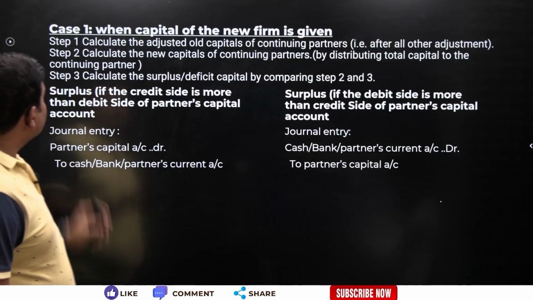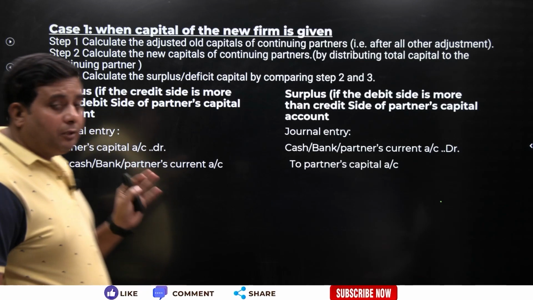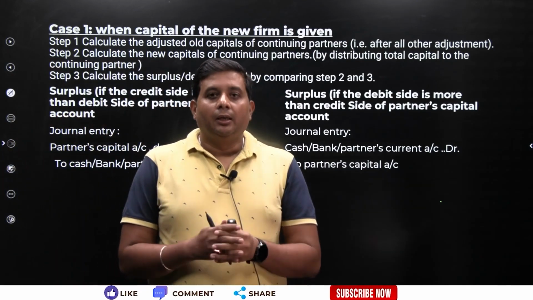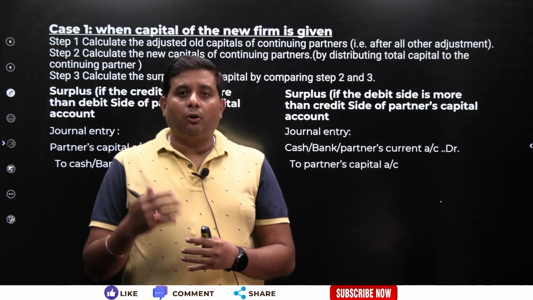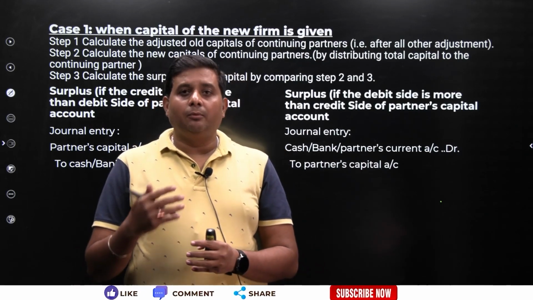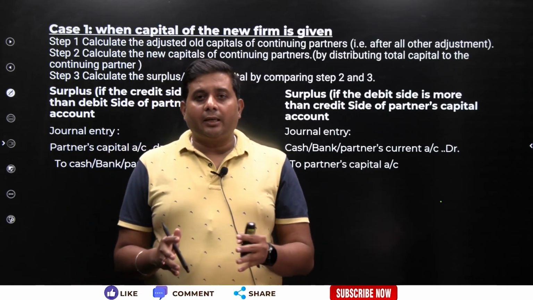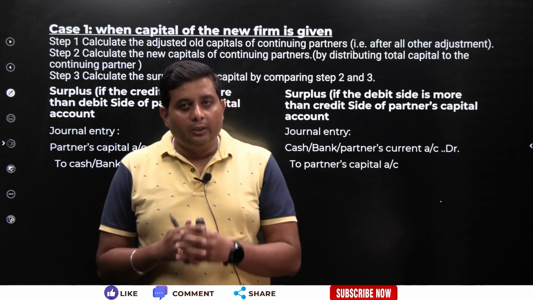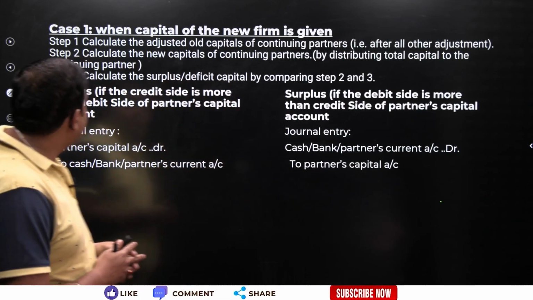So this is case 1, when the capital of the new firm is given. So when the capital of the new firm is given, how can you deal with this? It's really simple to understand, because after the retirement of the partner, the existing or continuing, or you can say the remaining partners, will continue in the future. So as far as the capitals are concerned, if the capital is given in the question, then how can you deal with that? I have given you certain steps which you need to take into consideration.